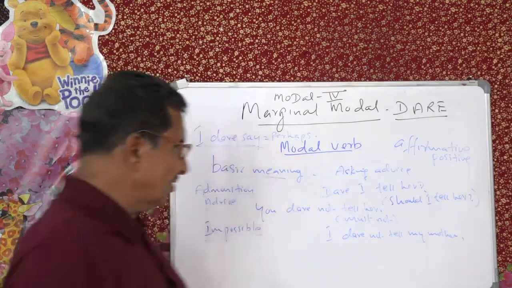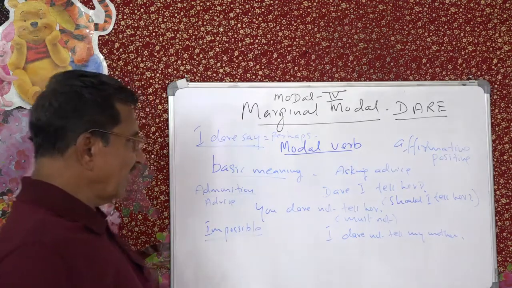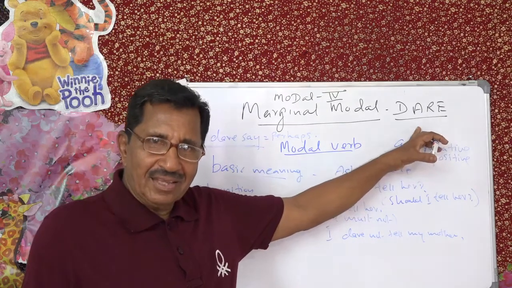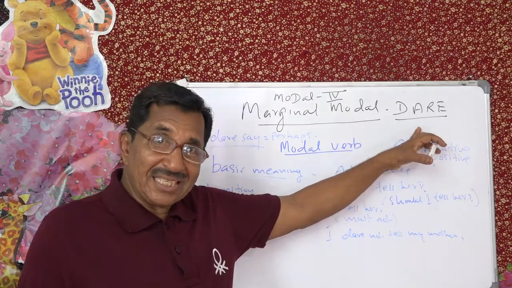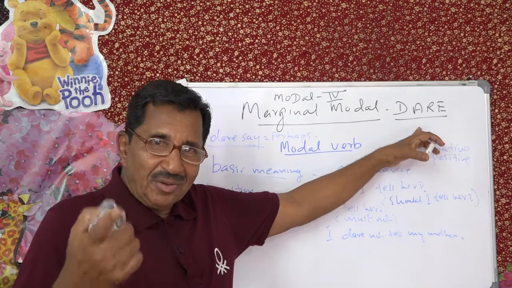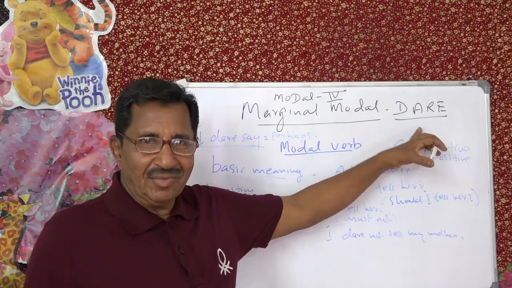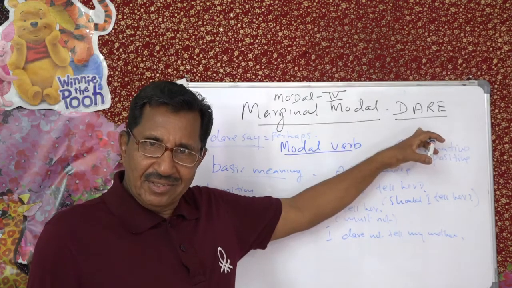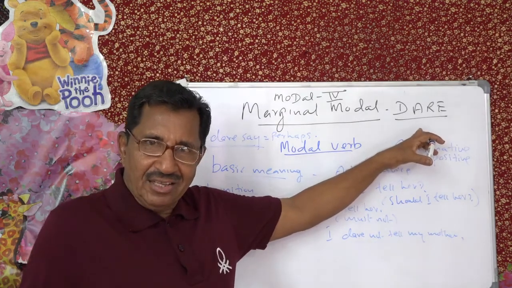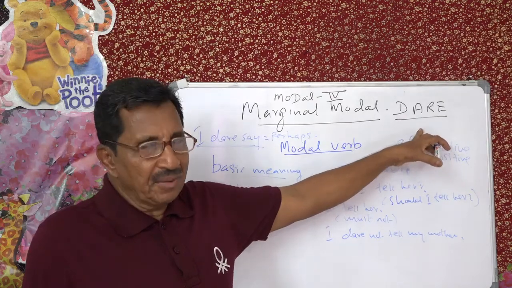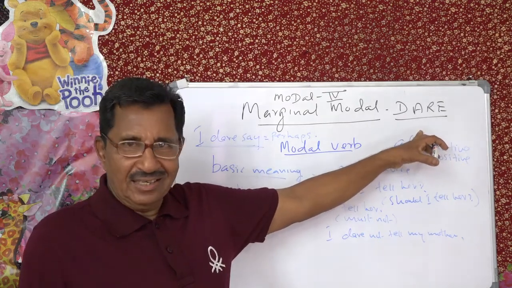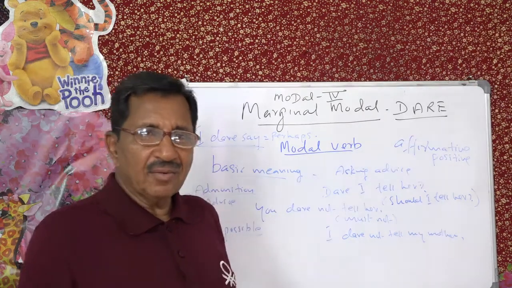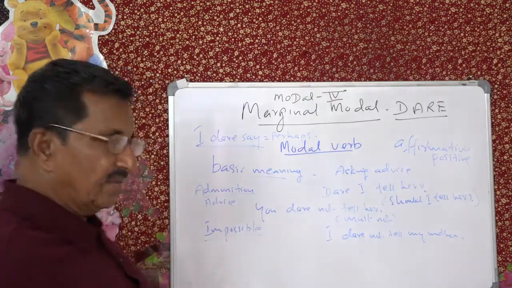Yes. So then what will happen is, you will have to use this there as a principal verb. The principal will use it as a main verb. Do you dare to tell me like this? Means, have you got the courage to tell me like that? Then it becomes a main verb. Do you dare? So, you dare not?